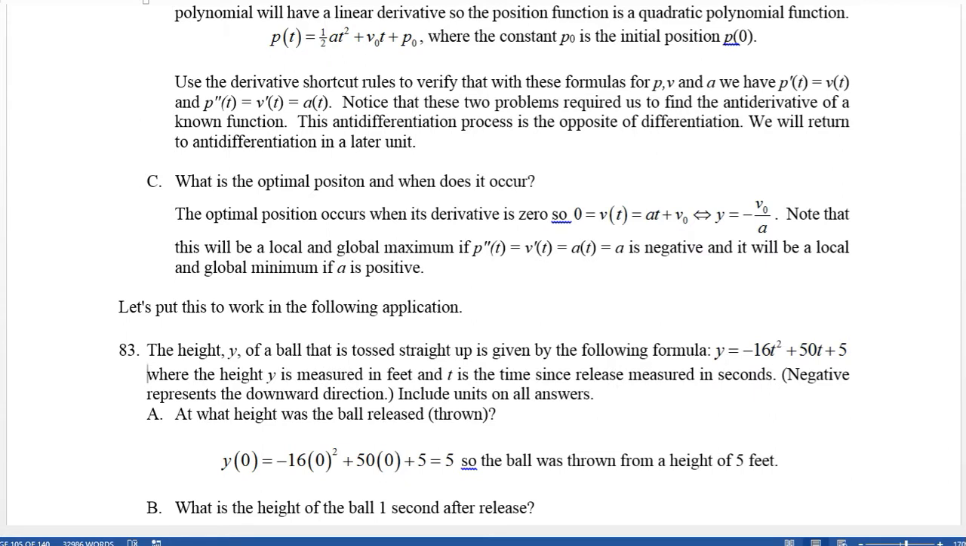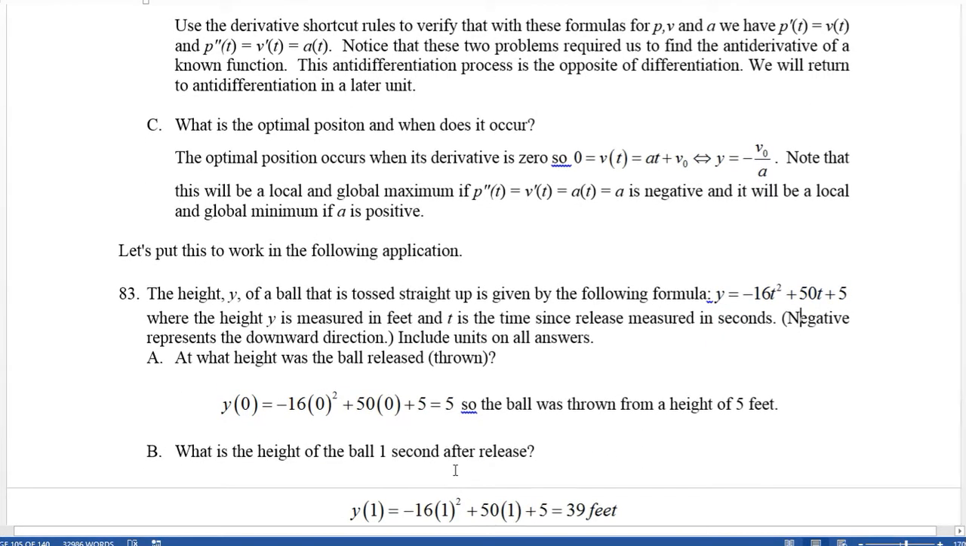Since the ball was released. Negative is going to represent downward. So at what height was the ball released or thrown? Is it thrown upward, or is it thrown downward, or is it just let go? Well, that's going to be your initial height. Height is y here. So I just put t as 0, and we get y as 5. So y of 0 is 5. So it was thrown from a height of 5 feet above the ground.